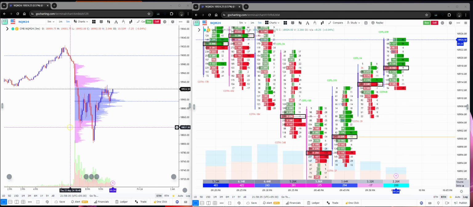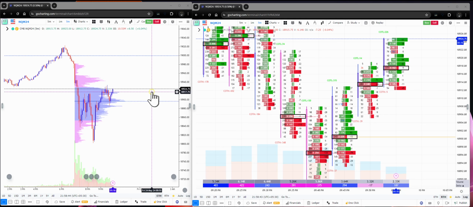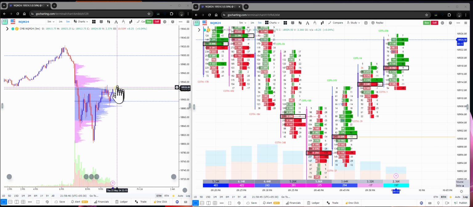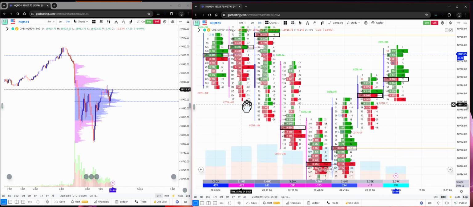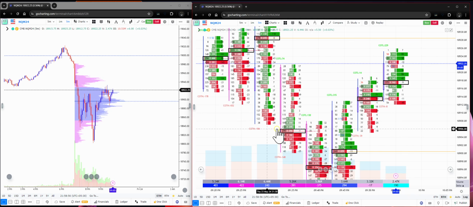In today's video, we're going to discuss what is imbalance in footprint stroke order flow charts. So to start with, what I have on my charts is the Nasdaq 100. On the left hand side, you can see the volume profile, and on the right hand side, you can see the footprint charts. I'll just discuss what I have on the chart over here so that you can follow when we go deeper into the imbalance part.